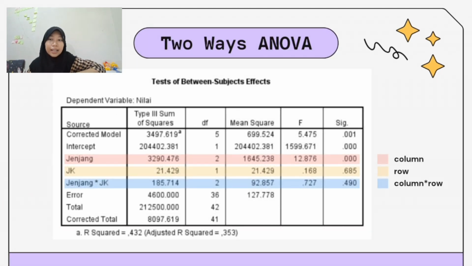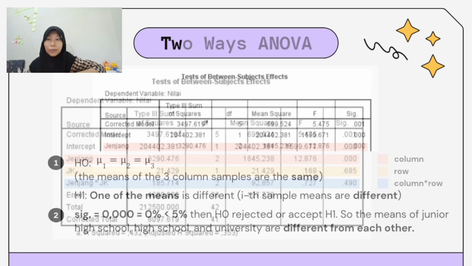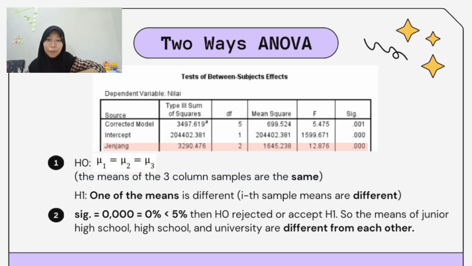Next, we see the test of between subject effect of the two-way ANOVA, and we see from the column, row, and column star row. So from the column, we see the test of between subject effect focus on the column. The null hypothesis is when mu1 is equal to mu2 and equal to mu3. The means of the three column samples are the same. And the alternative hypothesis, one of the means is different. The sample means are different.